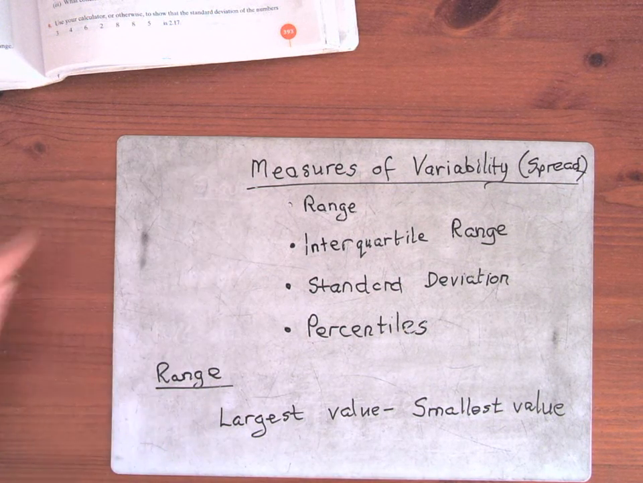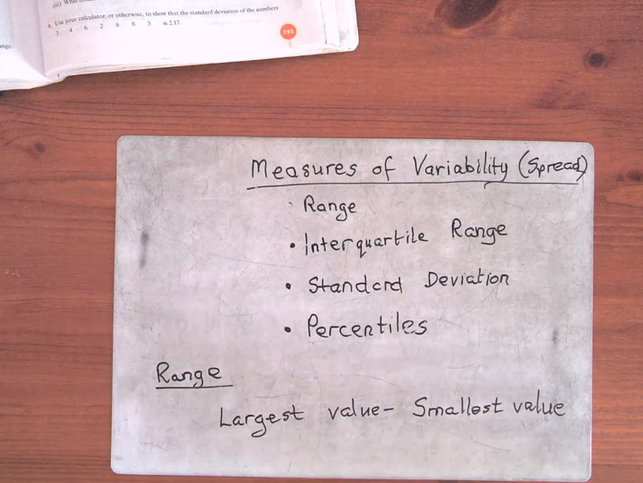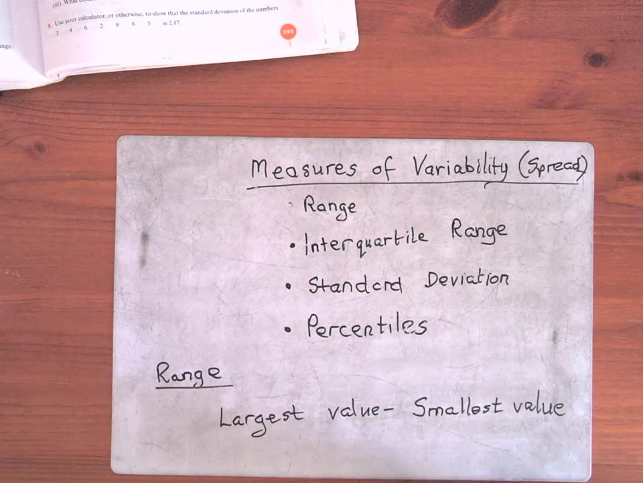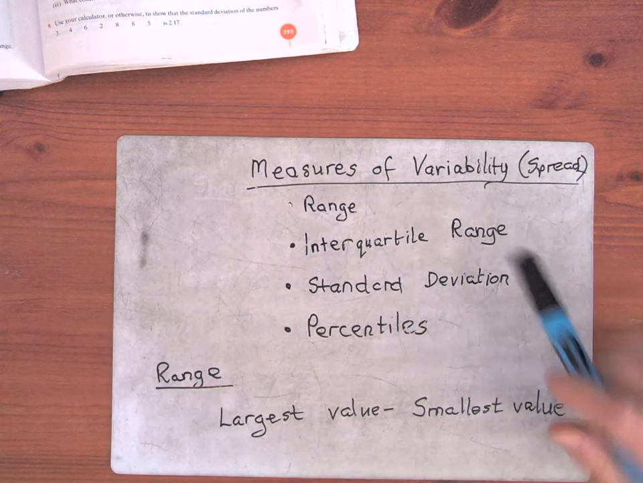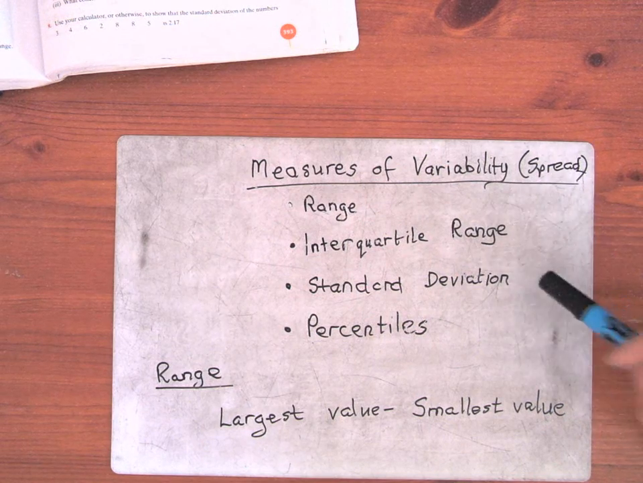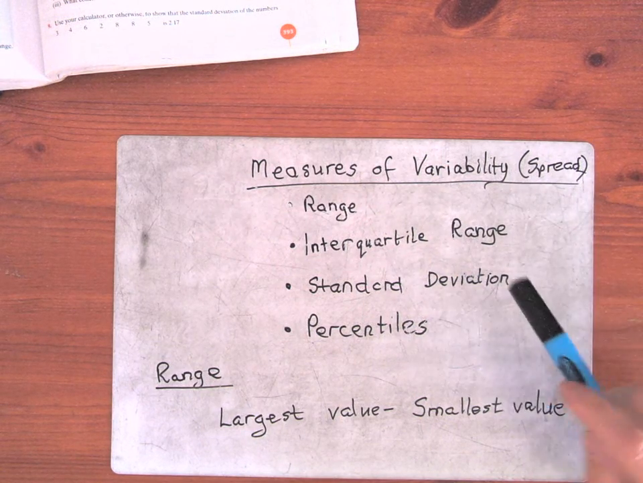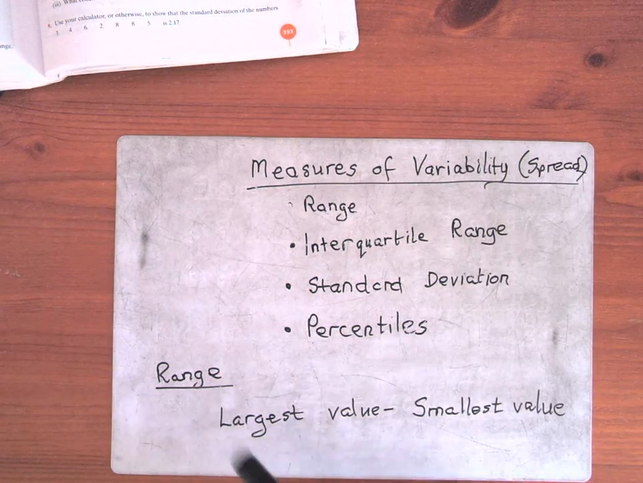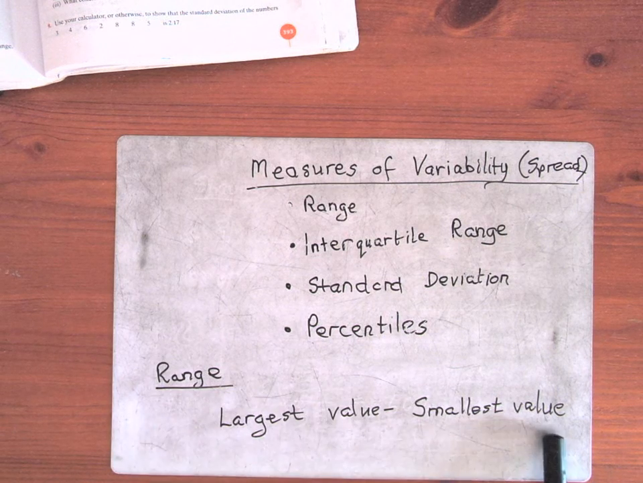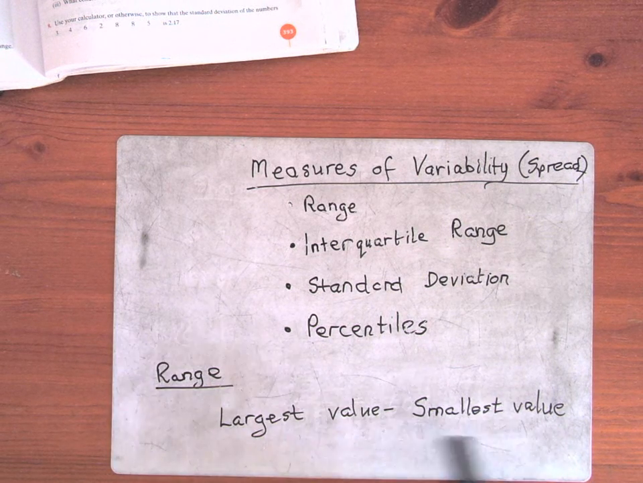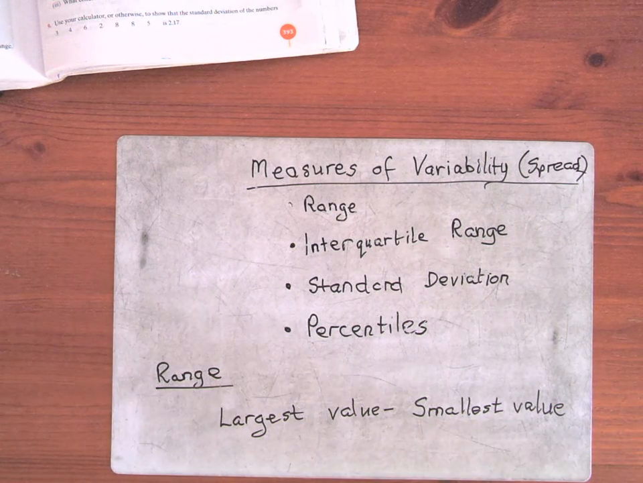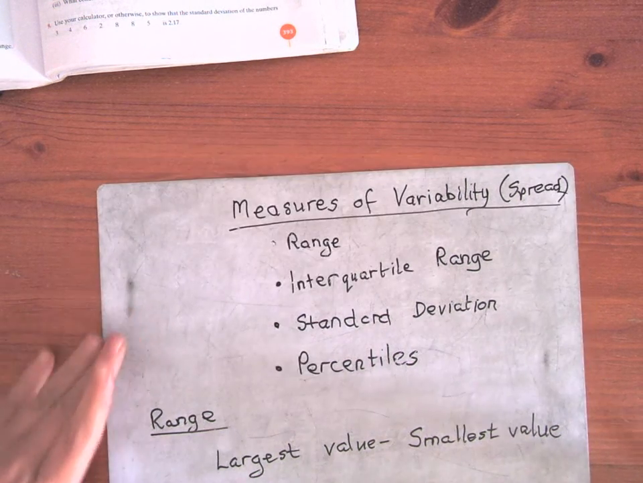Okay, we're on to measures of variability, sometimes called measures of spread. There are 4 of them that we need to know: range, interquartile range, standard deviation, and percentiles. Range we know from Junior Cert. Range is just the largest value take away the smallest value. The bigger the range, the more spread out the data is, as in the further away from the mean the data is.